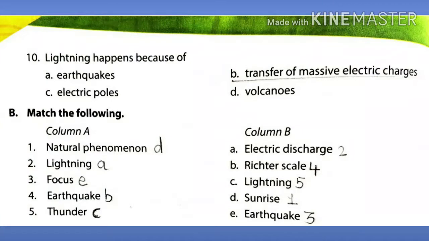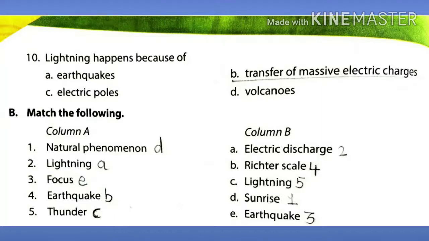So these are MCQs. The 6th answer, I'll repeat. Answer is earthquake. 7th is earthquake. 8th is deep underground. 9th is a point vertically above the focus on the surface of the earth. And 10th one, answer is option number B, transfer of massive electric charges.